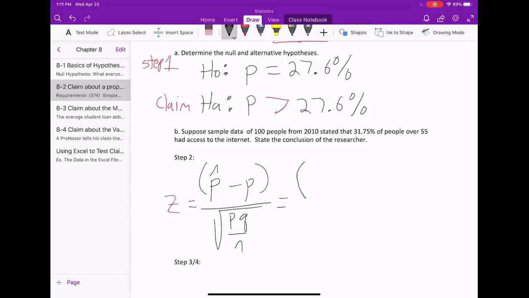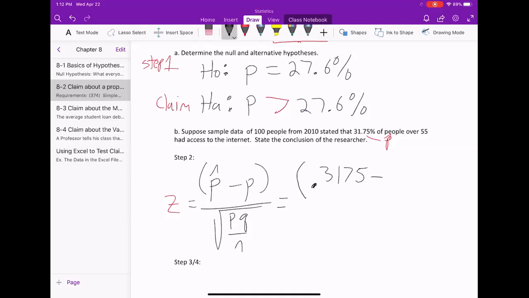What is P hat? Sample proportion. Yes, you're correct. It's my sample proportion, which is based off the 100 people. So that is my P hat. I have to put it in decimal form so I can actually do calculations in my calculator: 0.3175.